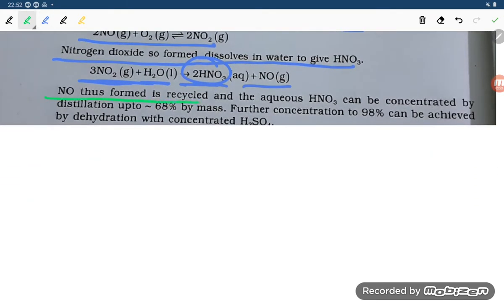The NO thus formed is recycled, and the aqueous HNO3 can be concentrated by distillation up to 68% by mass. Further concentration to 98% can be achieved by dehydration with concentrated H2SO4.